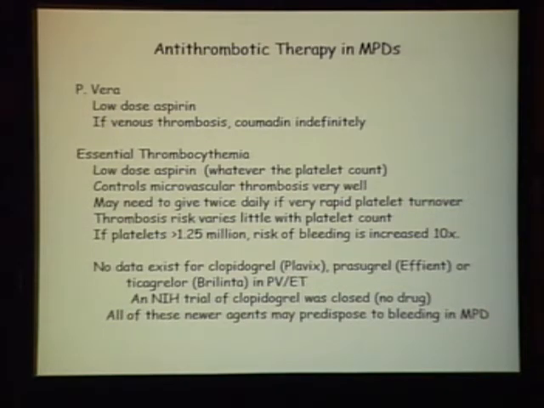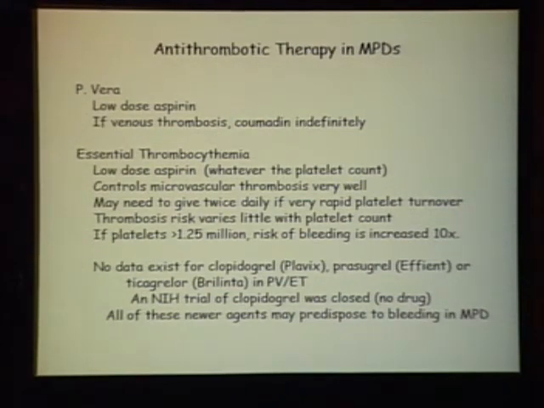In a few patients with essential thrombocythemia who have very rapid platelet turnover and a history of particularly microvascular clotting, it may be important to give the low-dose aspirin twice a day rather than once a day so that the platelets don't escape the use of the aspirin, as the drug is very rapidly cleared from the circulation. Curiously enough, in ET, the thrombosis risk does not really correlate well with the platelet count, even though we think it ought to. Only when the counts get very high does the risk of the acquired von Willebrand factor come into play.